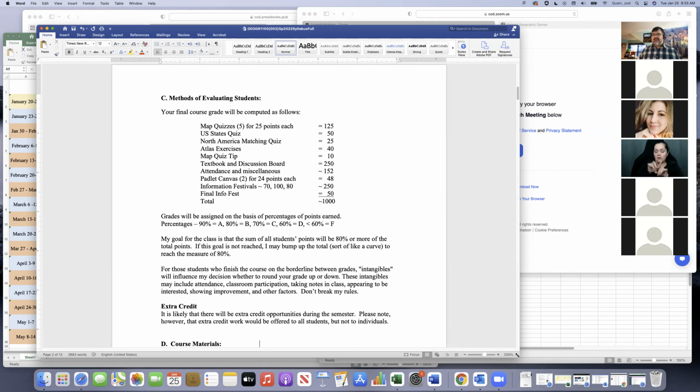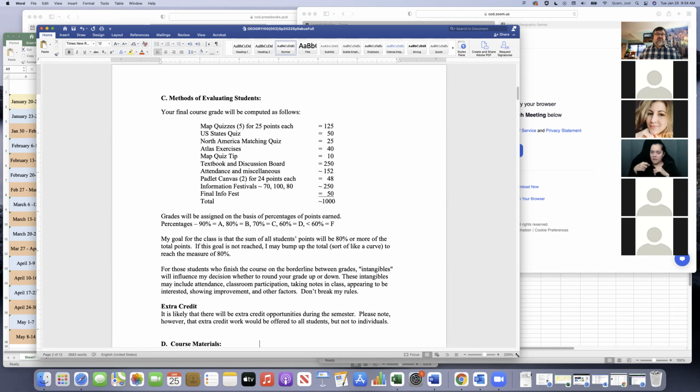Atlas exercises. I call it that. Maybe it's a little old-fashioned. We don't use the hard copy, large book atlases so much anymore. We get a lot of information online. Yes, that will be true here too. I'm still calling it atlas exercise. It's information about places.